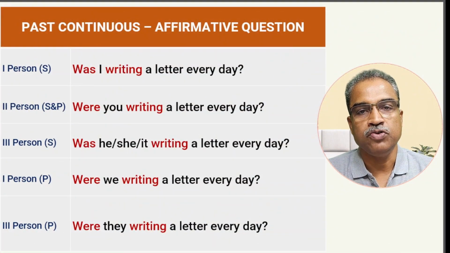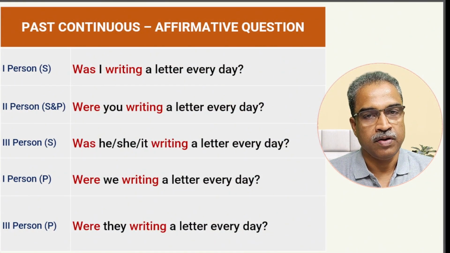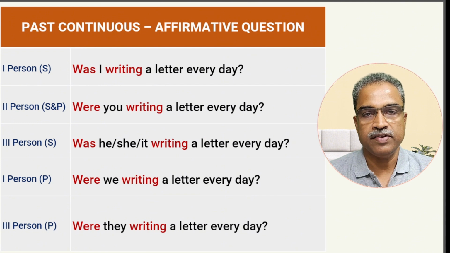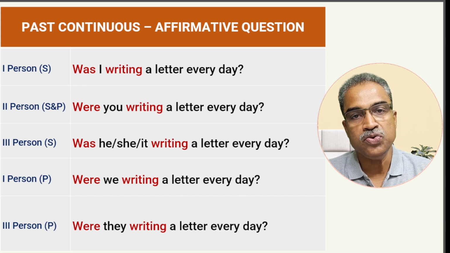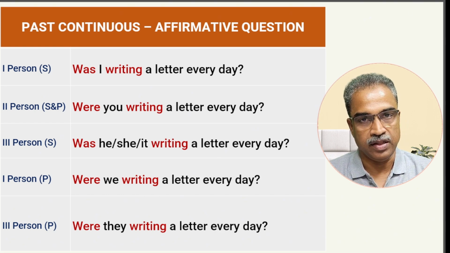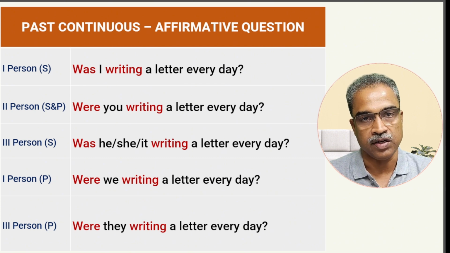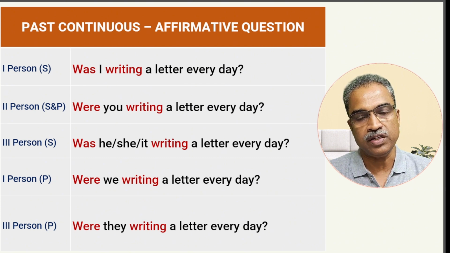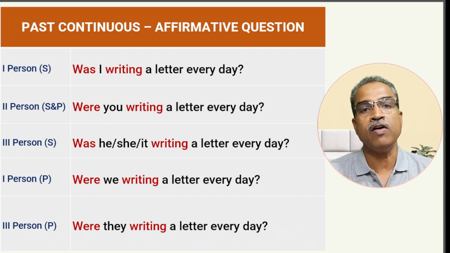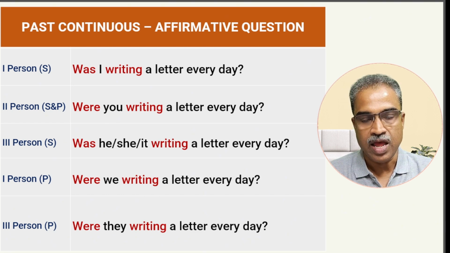Past continuous, how to frame affirmative questions. Let's come to first person singular, that is I. So the rule applies here. All questions are framed, as I said in the previous videos. We need to use the auxiliary verb first and then place the subject next. In a statement, it's always the subject and then the verb, auxiliary or main verb, or both. First comes the subject in a statement, but in a question, it's always the other way around. We need to put the auxiliary verb first, then the subject, and then the main verb and the rest of the things.